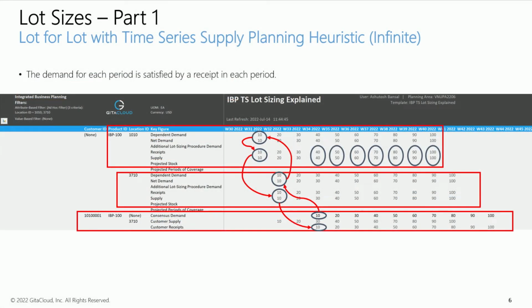Let's see how infinite supply heuristic plans demands and supplies across customer, DC, and plant with lot-for-lot procedure. We ran this example with no stock at DC or plant to make it easier to understand. See how demand propagates from customer, consensus demand of 10 units in week 34, to DC, dependent demand of 10 units in week 32. Dependent demand and net demand are same, given no stock at DC. This dependent demand at DC further propagates to the plant in week 31. Notice how the net demand for each period in the plant is satisfied by the same value in the receipt key figure in each period. No bundling of demands across periods takes place with lot for lot.